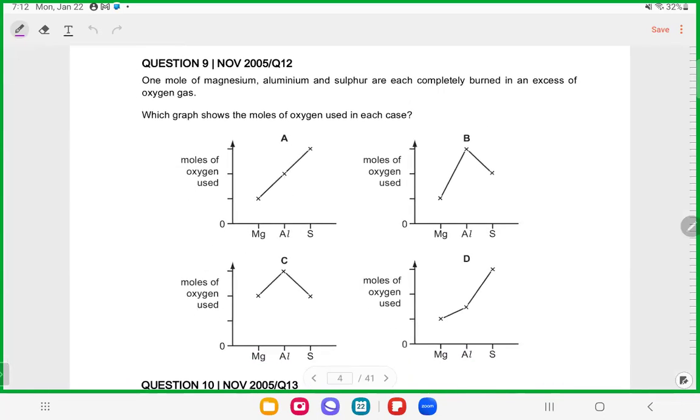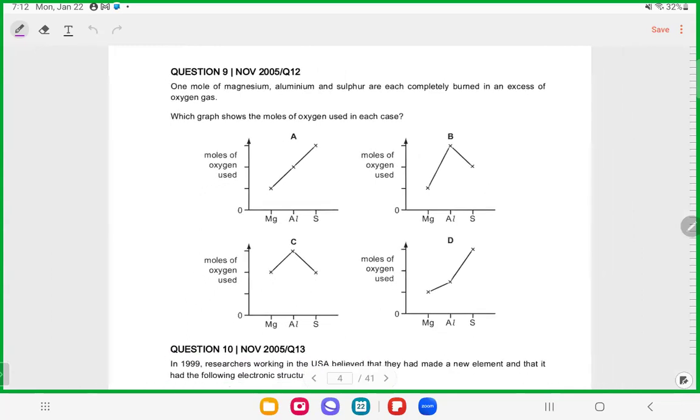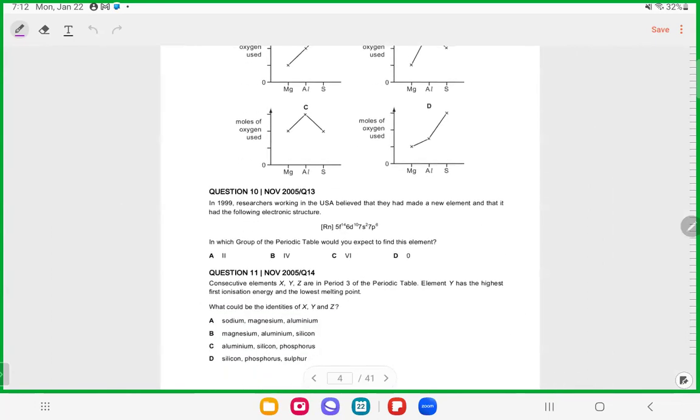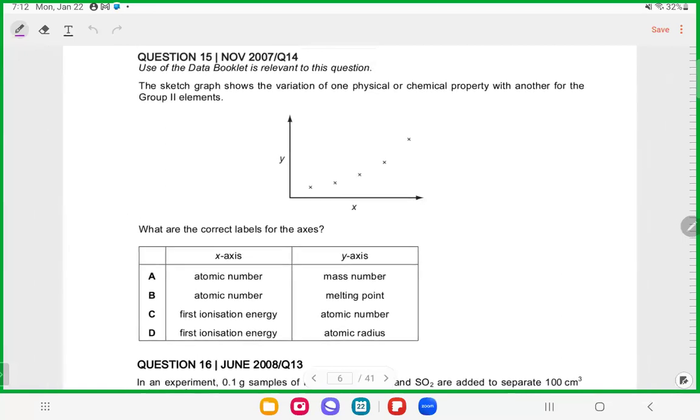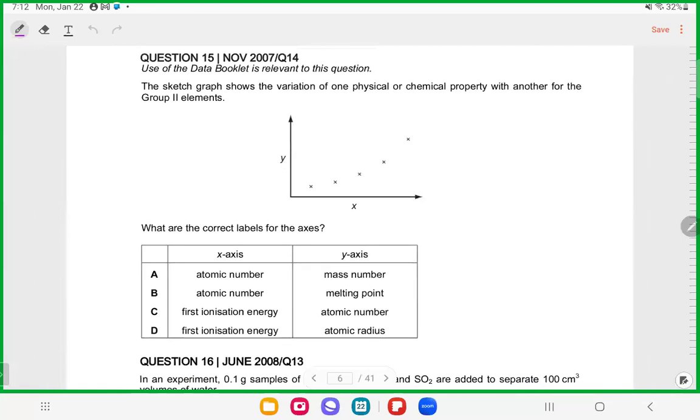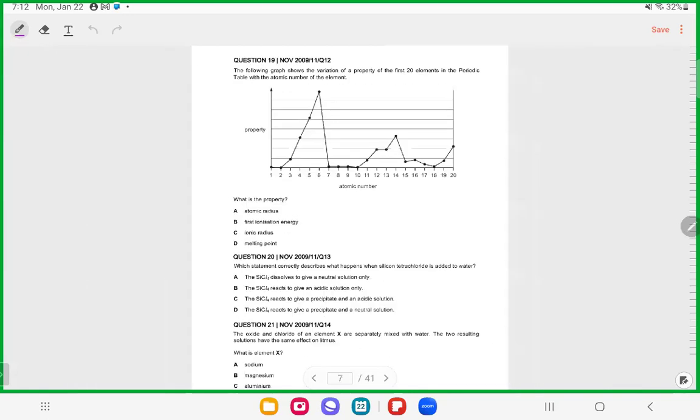Okay. Which graph? 1 mole of magnesium, aluminum, and sulfur are completely burned in an excess of oxygen. This is the reaction with oxygen, not the graph of physical properties. We'll do it. Okay. The sketch show the variation of physical and chemical properties with another with the group 2 element. No, this is a comparison with the group 2.